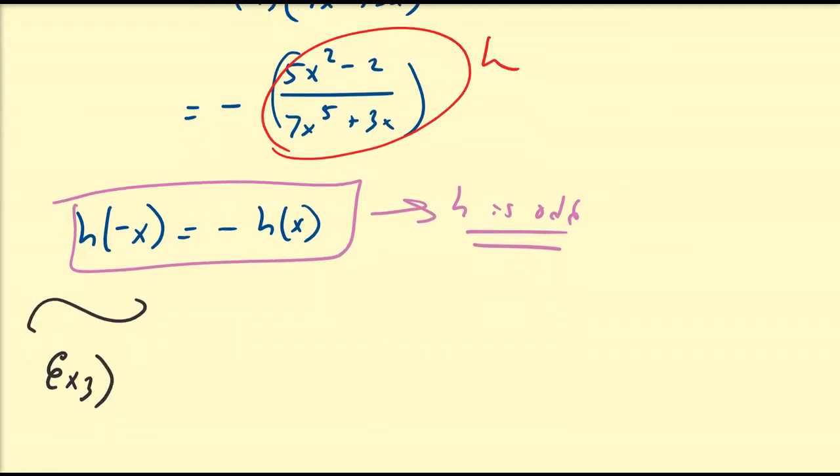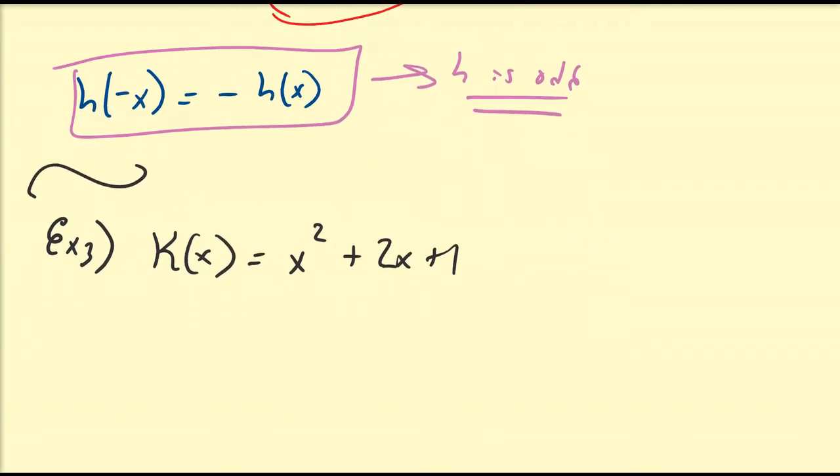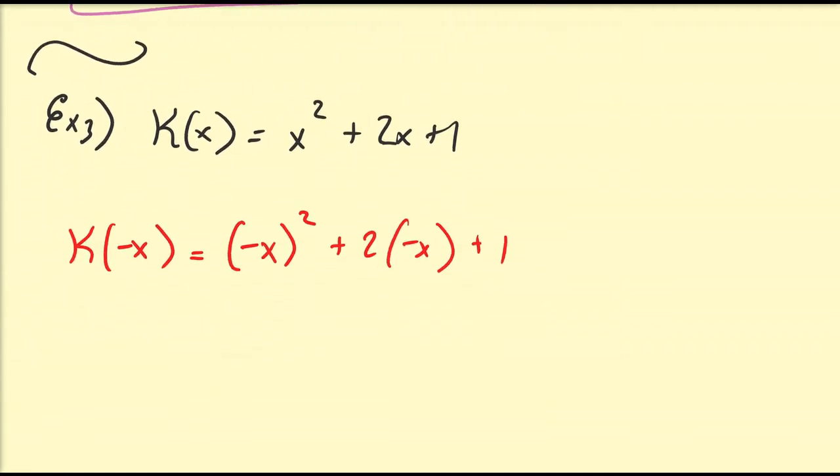So let's look at another example. Suppose we have k of x is equal to x squared plus 2x plus 1. So I'm going to plug in negative x again. So k of negative x is equal to negative x the quantity squared plus 2 times negative x plus 1. When we square negative x, it becomes positive, so we have x squared. And then 2 times negative x is going to be minus 2x, and then plus 1.